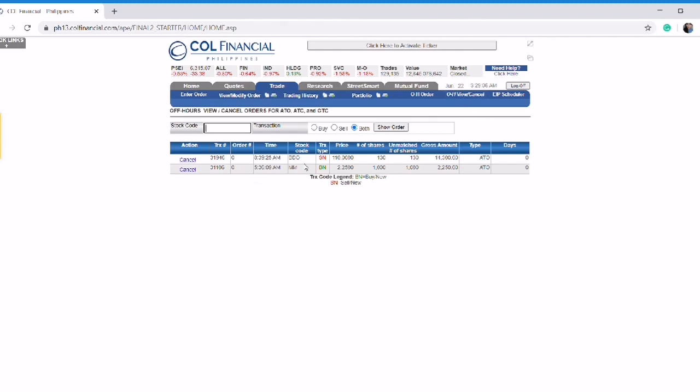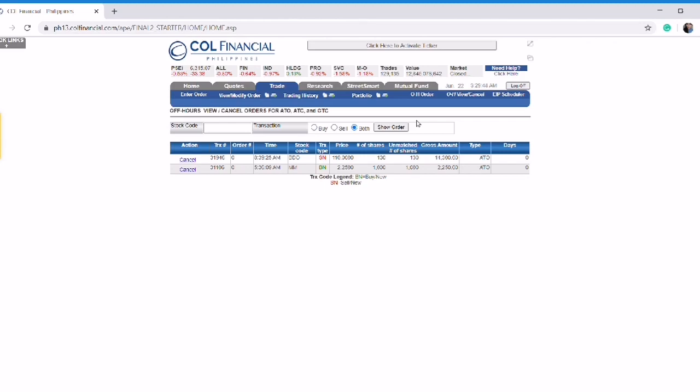Tapos, ito na, since nag-order ako kay MM, which is Mary Mart, in-order ko siya at the price of 2.25, 1,000 shares, kasi ang board lot niya is 1,000. So, makikita mo dito yung in-order mo na nung close ang market. Para kasi sa akin, importante din na mag-order ka ng close ang market.